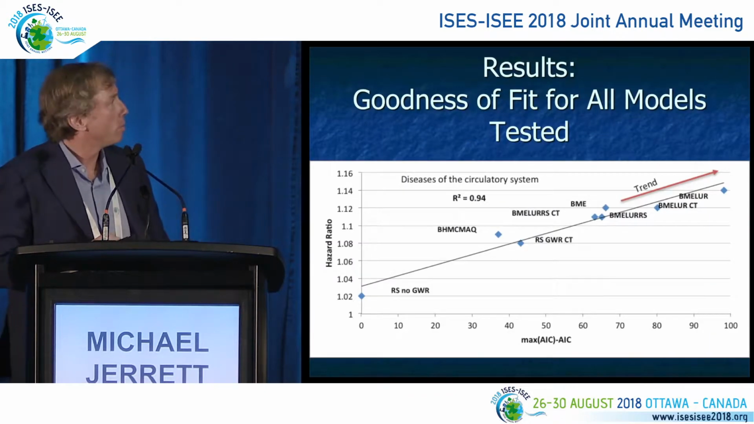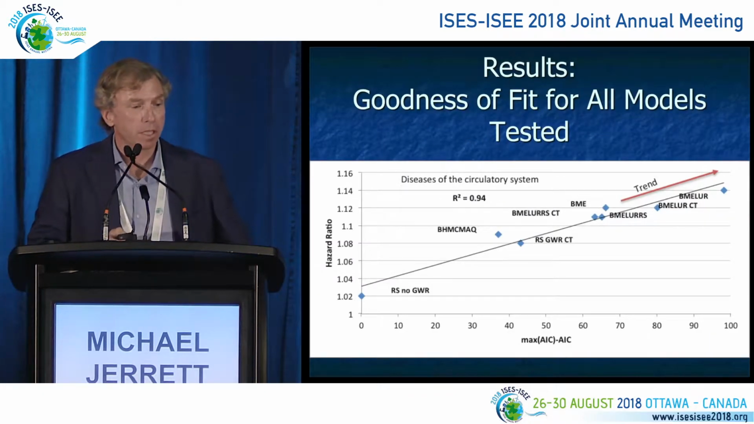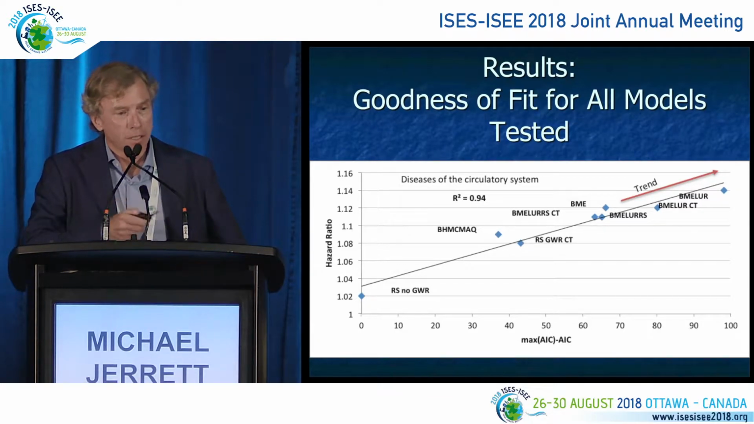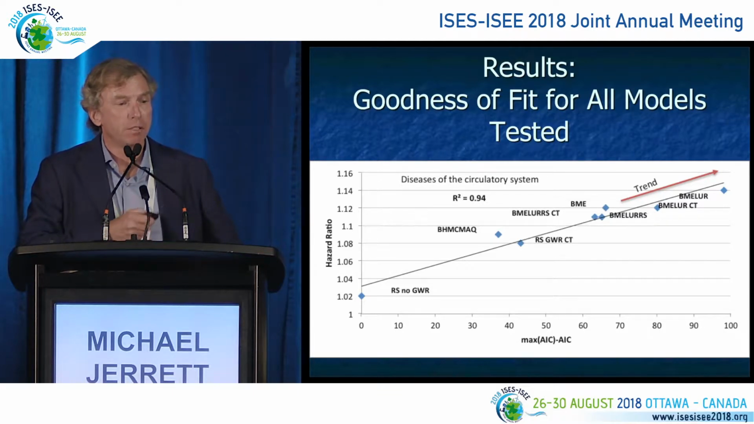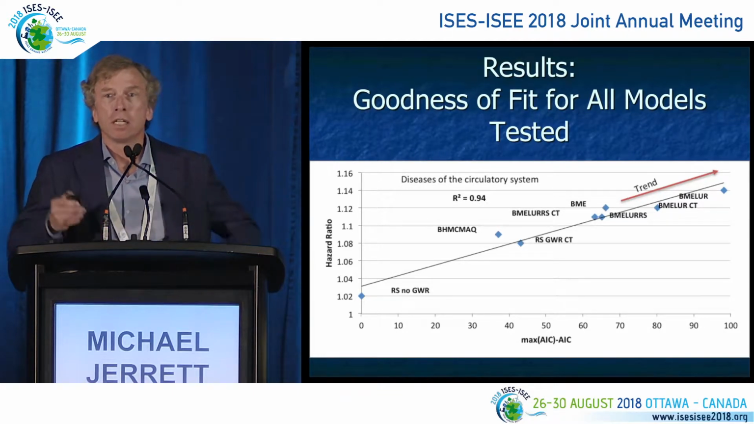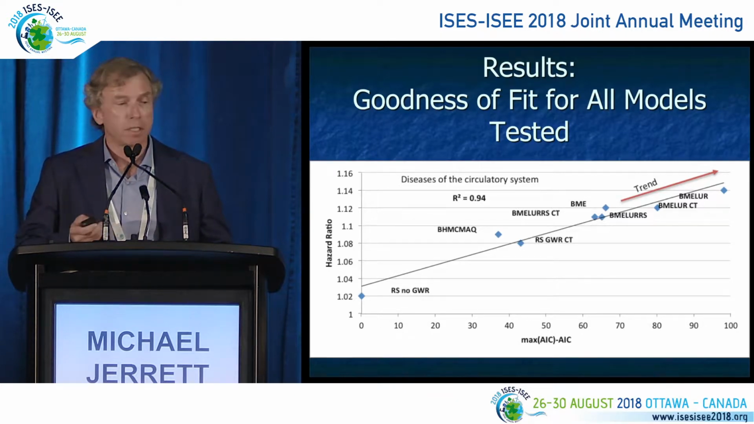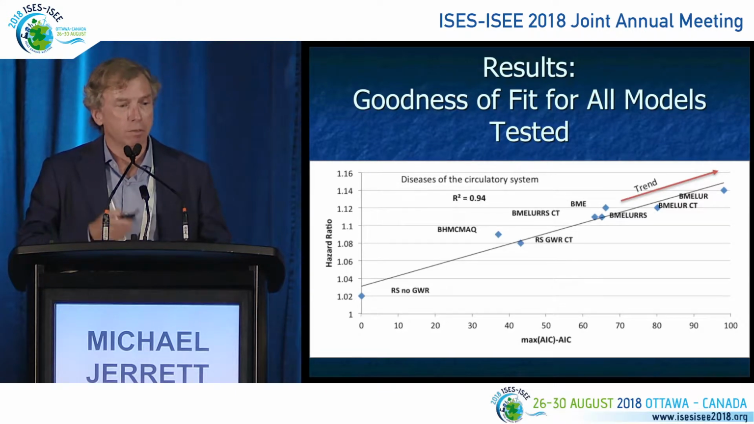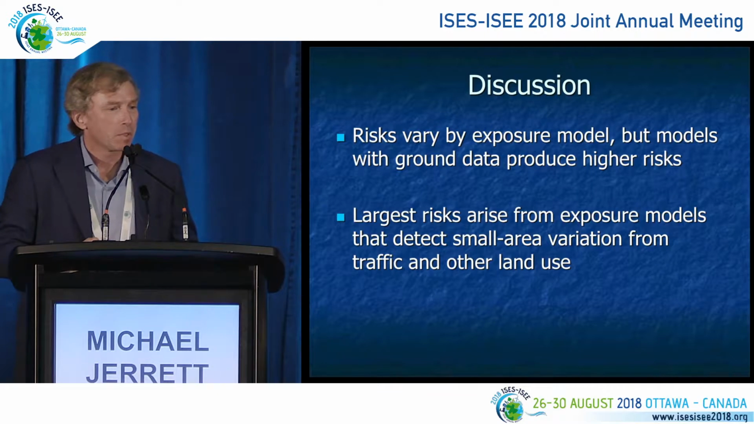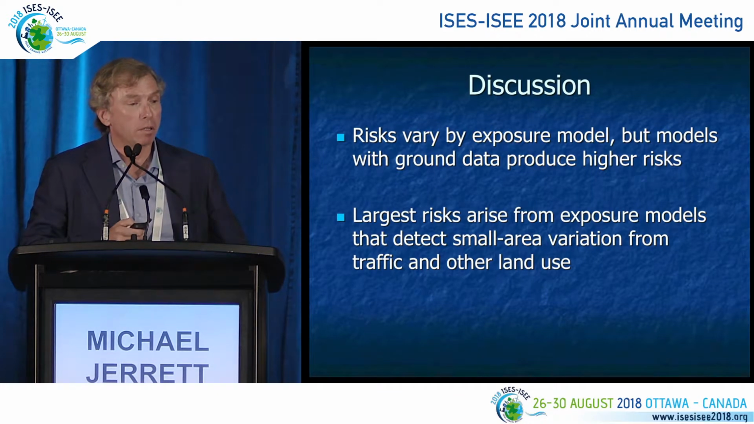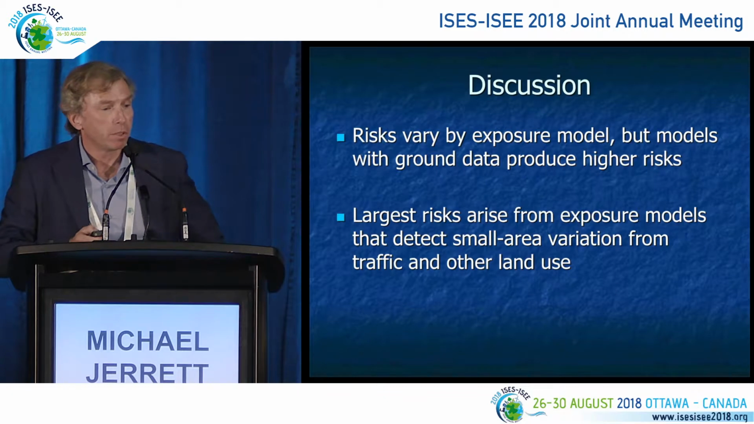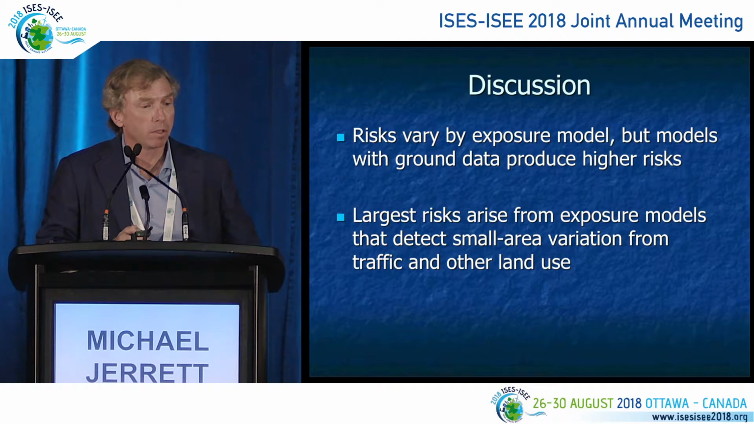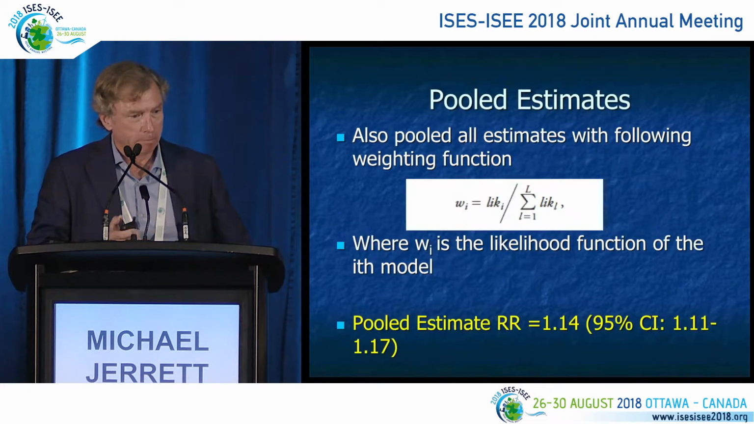This just shows the overall improvement in the model prediction based on difference in the Akaike information criteria. And you can see here that the top models, we're getting this trend. As we include more sophisticated ground data, we get better predictions. And with that, we think we're removing measurement error. And if we are, you would expect to see bigger effects. So the risk did vary by exposure model, but those with ground data definitely produced higher risks, and those that had small area variations were definitely predicting a lot more.